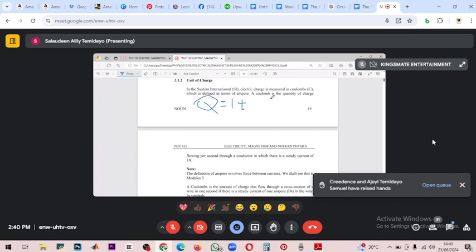It is derived from the formula of electric current, which is Q over T. So that's why they now give the definition that a coulomb, which is the unit of Q, is the quantity of charge flowing per second, that is the time, through a conductor in which there is a steady current of 1 ampere. I is representing the current.